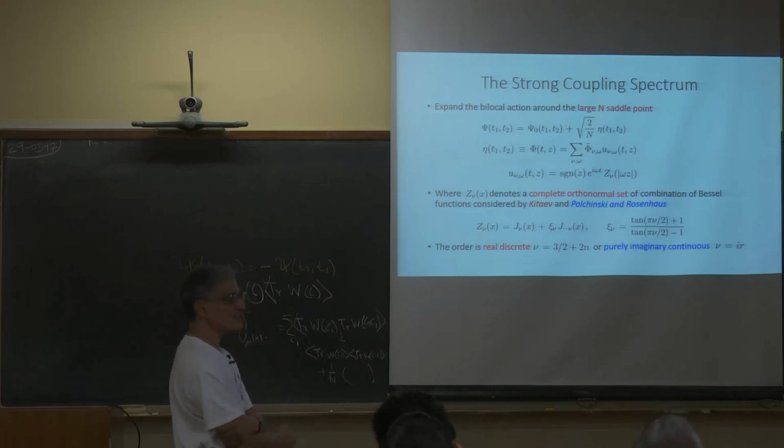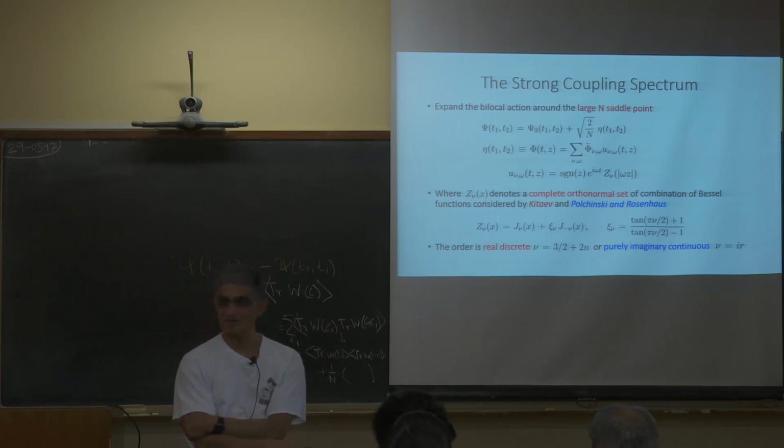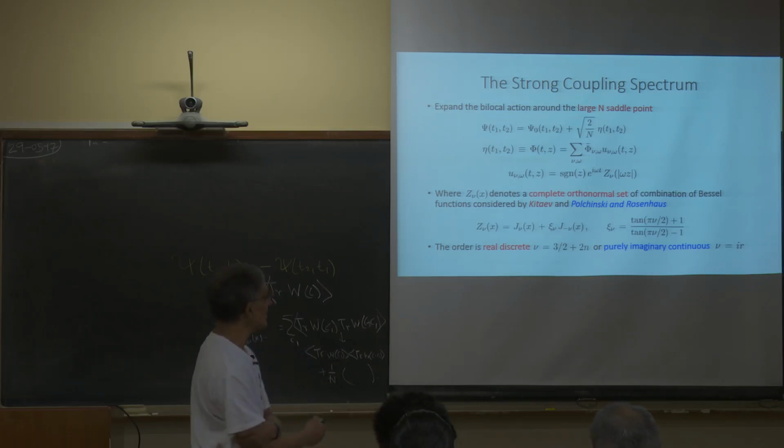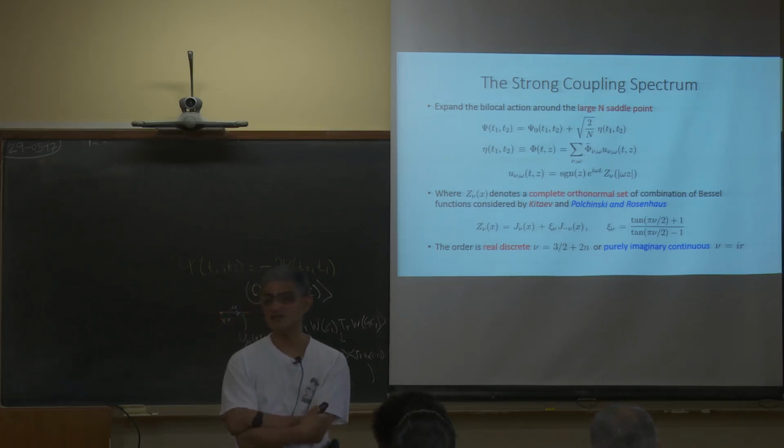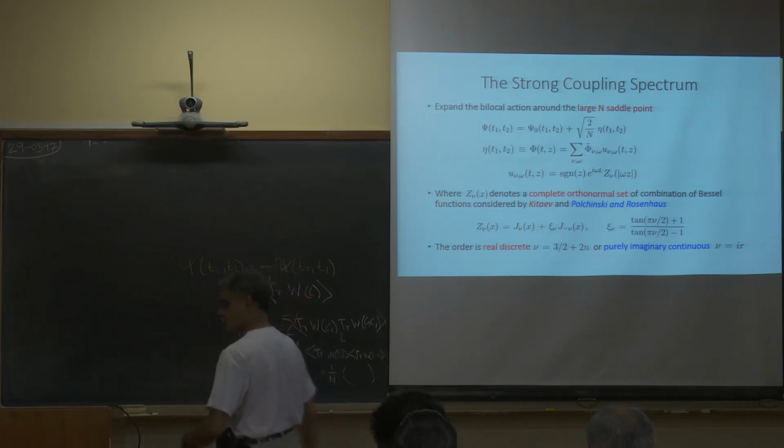I do not have much of an intuition about why these things are important, but I just took those because that is the one that diagonalizes the kernel in the Dyson-Schwinger equation for the fluctuations. Okay. That is what Polchinski and Rosenhaus very carefully did.